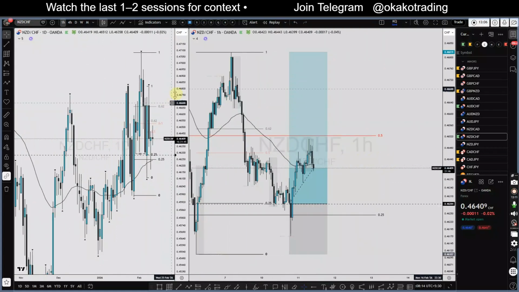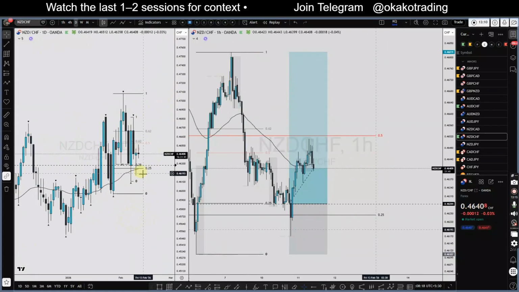NZD CHF, I'm gonna hold this position. We're beautifully rejecting from the OT level and daily time frame, and it's highly possible that we're gonna keep moving towards upside to clear this high. So let's see how it unfolds.